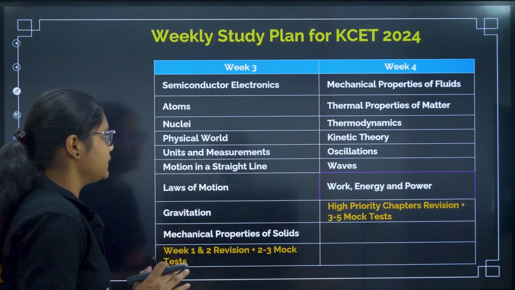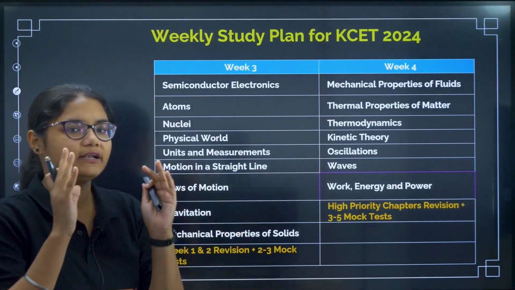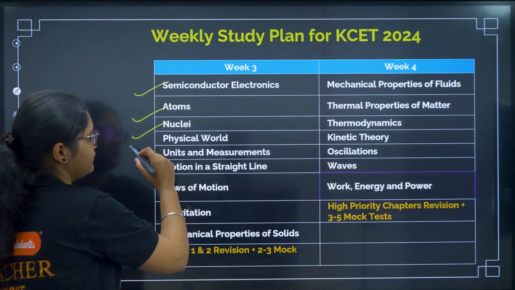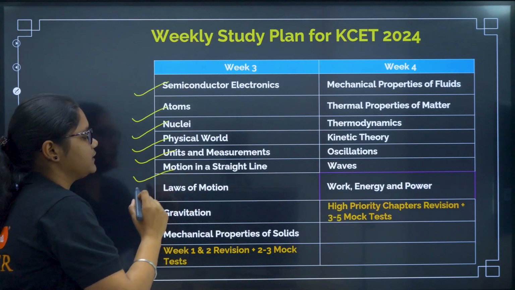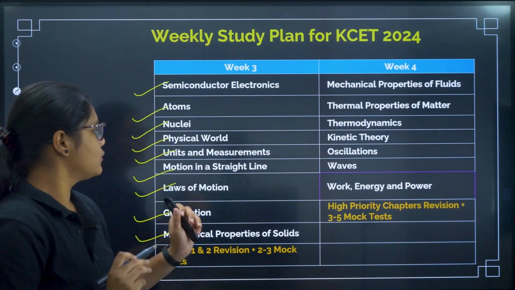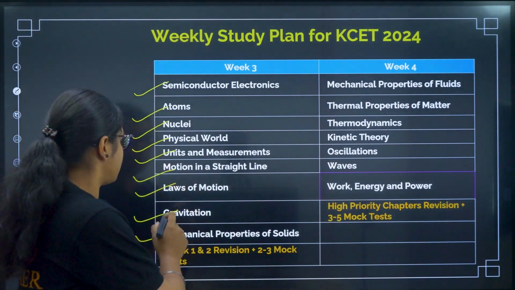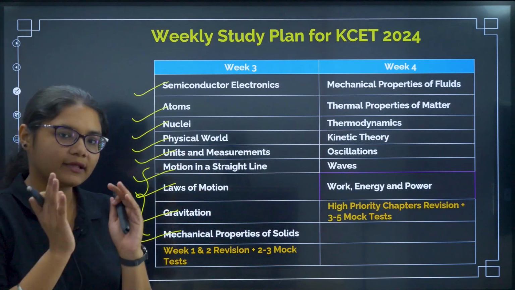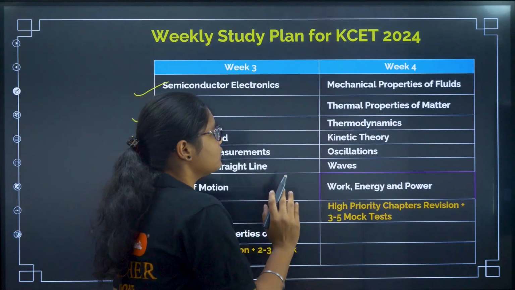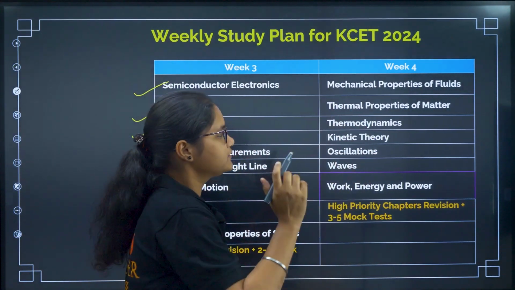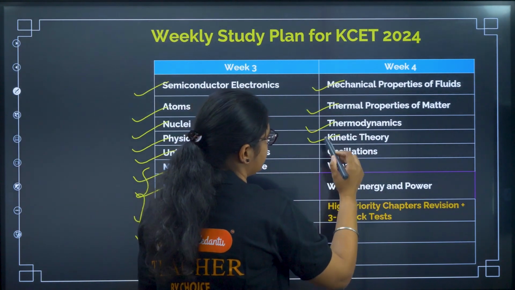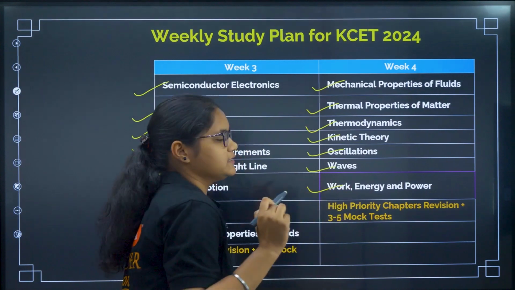Okay, now coming to week 3, here we will be moving towards moderate weightage and low weightage chapters. First is semiconductor electronics, then we have atoms, nuclei, physical world, units and measurement, motion in a straight line, laws of motion, gravitation and mechanical properties of solids. You can give less time to the low weightage chapters among these topics, and give more time to the high weightage chapters here. Now coming to week 4, here we have only low weightage chapters: mechanical properties of fluids, thermal properties of matter, thermodynamics, kinetic theory, oscillation, waves, work energy and power.